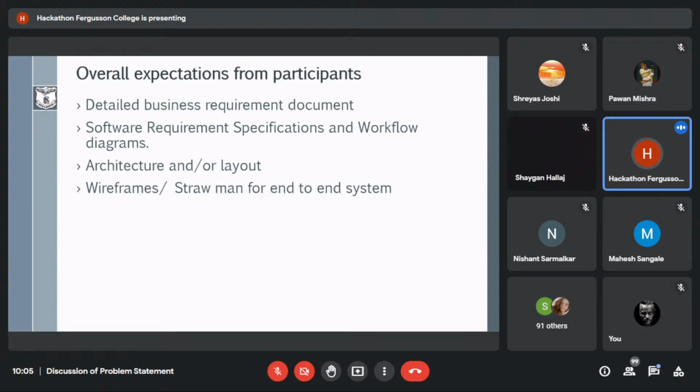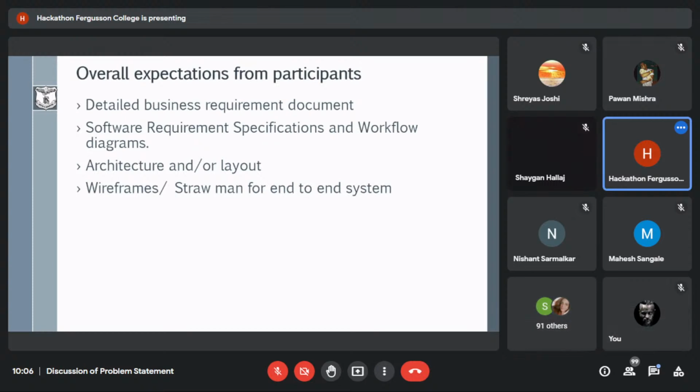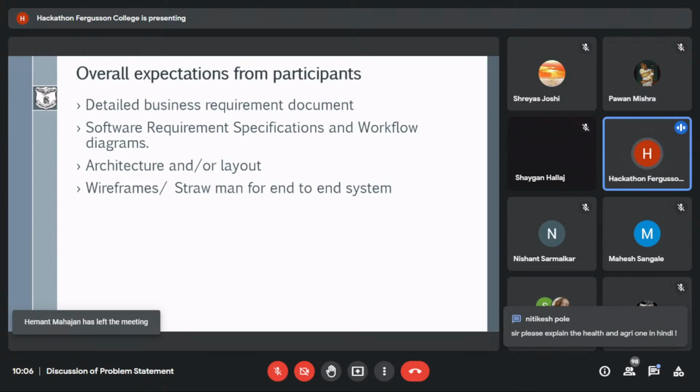Does somebody have any more doubts? Anything which you want me to explain? Which you are not clear with, maybe the evaluation mechanism, maybe the problem statement, anything you can ask. Where to submit the problem solution? Yes. We will be giving you a link to upload your problem solution, right?